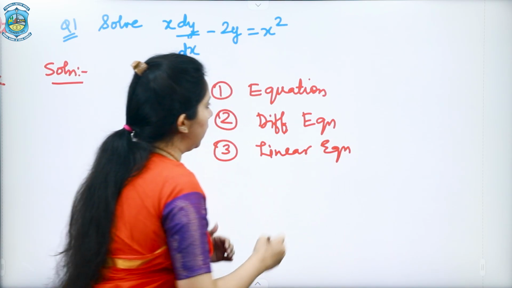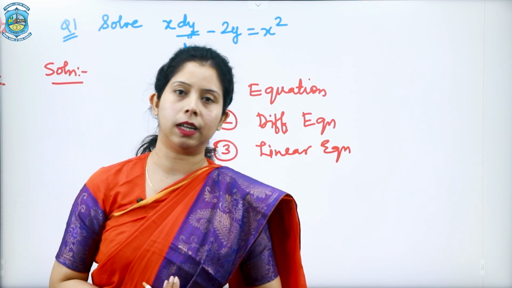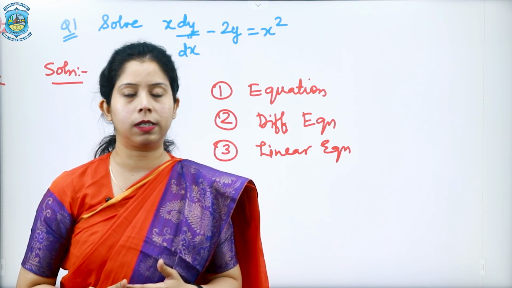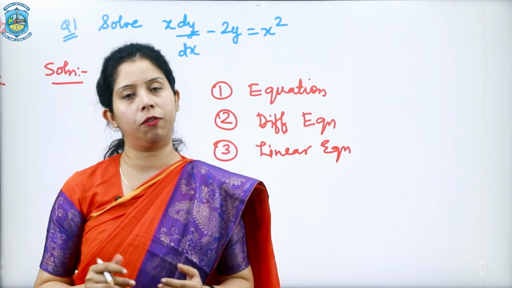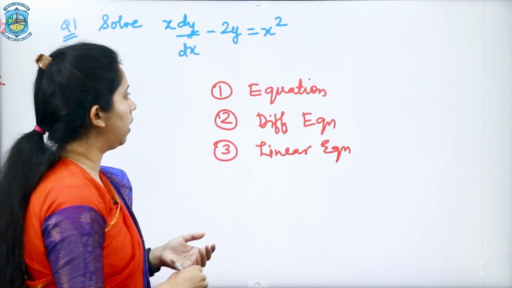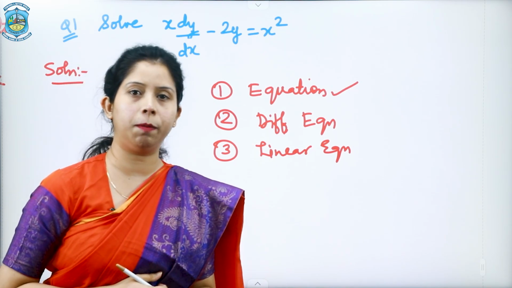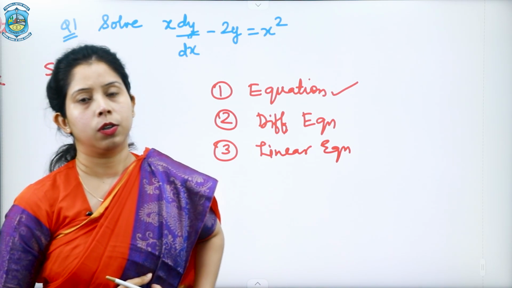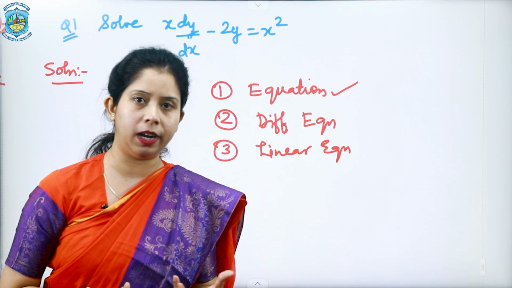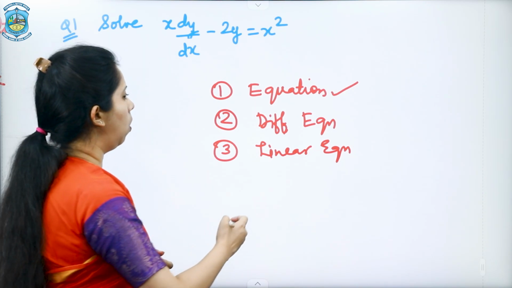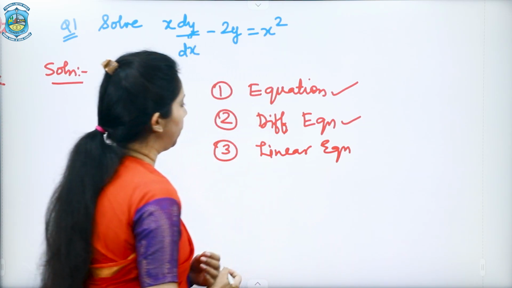So first is an equation. An equation is a mathematical expression which consists of variables, constants, operators along with the sign of equality. So that mathematical expression is called an equation. Now what do we mean by differential equation? An equation which consists of dependent variables along with its derivatives, those equations are called differential equations.